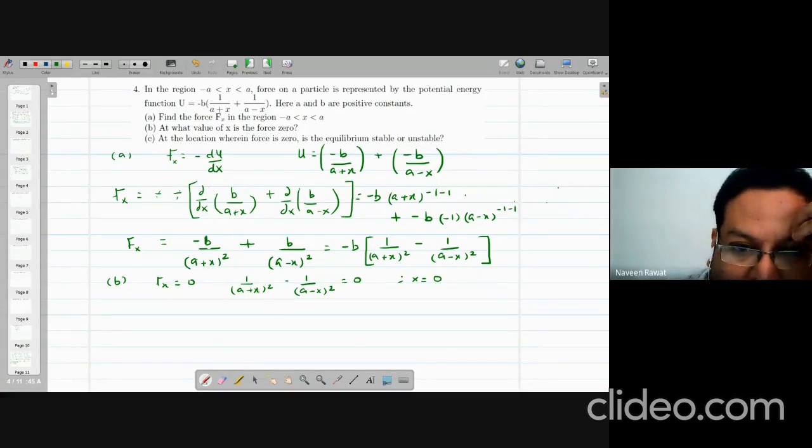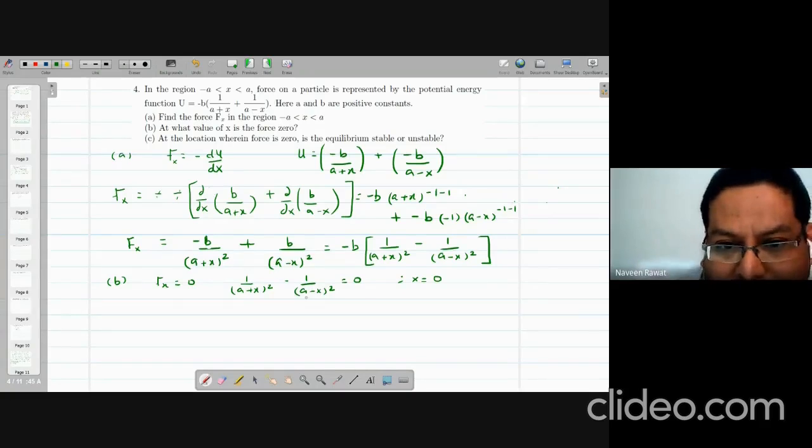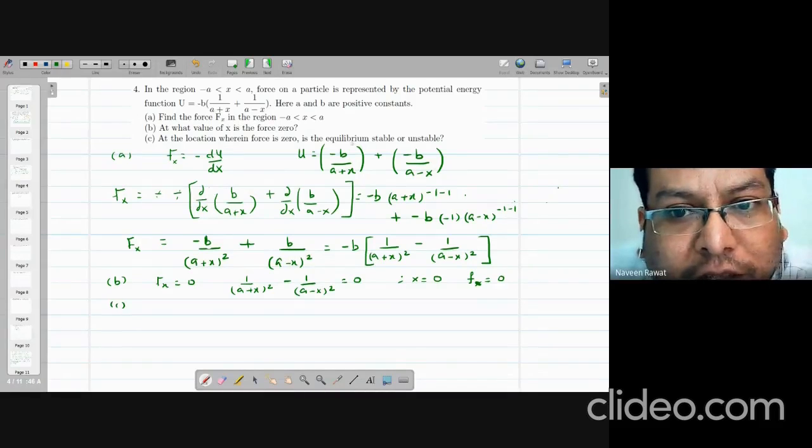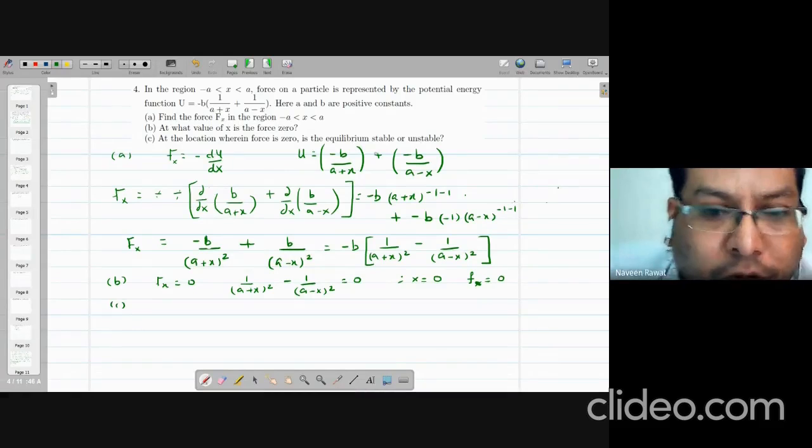Every time x is equal to 0, you will get 1 by a square minus 1 by a square. So it doesn't matter what a is. For any a, you will get that this force is 0. And so that is your value, the force will be 0 when x is equal to 0. At that position we have to see whether the equilibrium is stable or unstable.